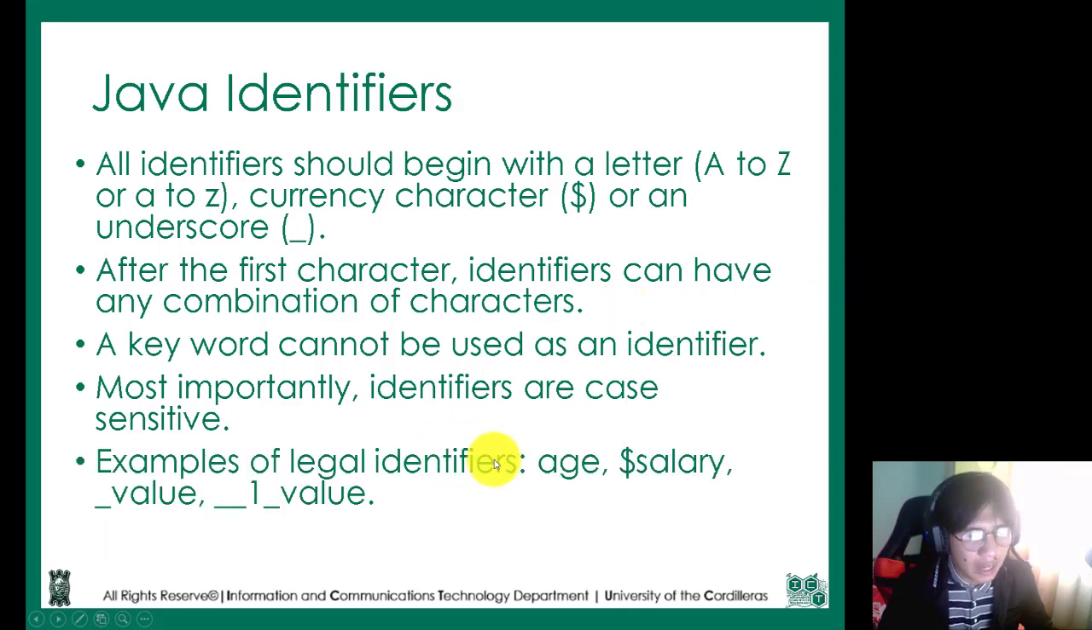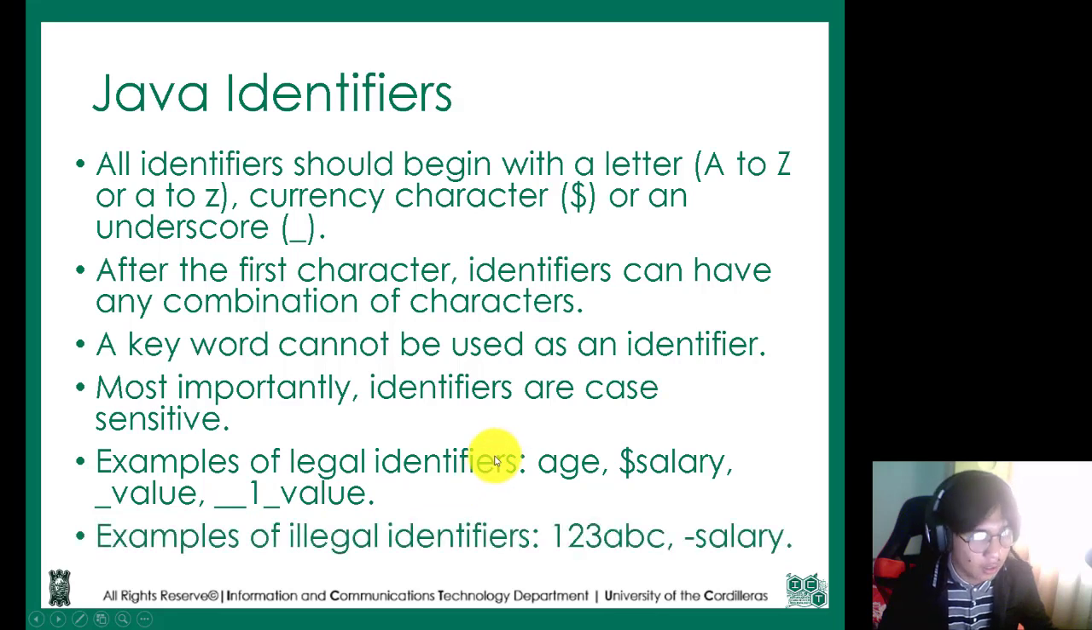So, examples of legal identifiers, meaning if you'll be evaluating an identifier if it is legal or not. We have here age. As you can see, age starts with a small letter, so it's legal. Salary, starting with a $ sign, is also a legal identifier. Underscore value is also a legal identifier, and double underscore one underscore value, on the other hand, is a legal identifier. Now, these are illegal identifiers. As you can see, for as long as it starts with 1, 2, 3 or any number, it's illegal.